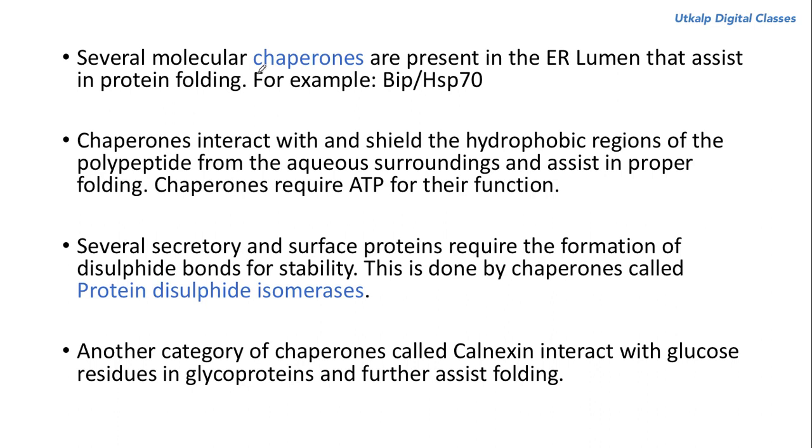There are several molecular chaperones present in the ER lumen that assist in protein folding. Now, what are these chaperones? These chaperones are also proteins or enzymes that assist in protein folding. Suppose I have an unfolded protein in the ER lumen. This chaperone is going to come, cover the entire surface of the protein, and bind to the unfolded protein.